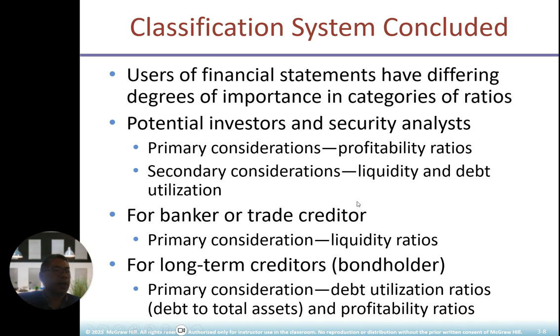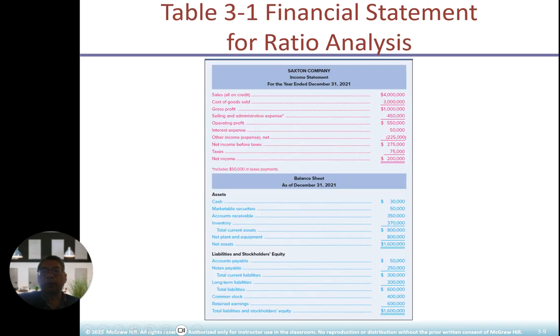Okay. For bankers, the first consideration will be the liquidity ratio, meaning the ability to pay back their loans. For long-term creditors, such as bondholders, the consideration will be the debt utilization ratio, which is debt to total assets, as well as the profitability ratio.